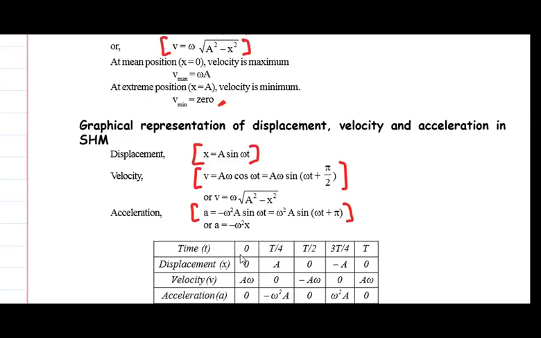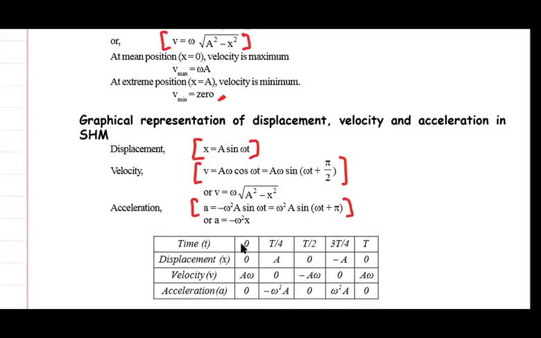Now at the mean position, if you put t is equal to zero, cos zero is one, so v is equal to a omega, which is the maximum. What about acceleration? Acceleration is also zero because acceleration is minus omega square x, so zero. Doesn't matter if you are taking a pendulum or a spring, I'll take a spring here. Spring at mean position. Mean position is O.